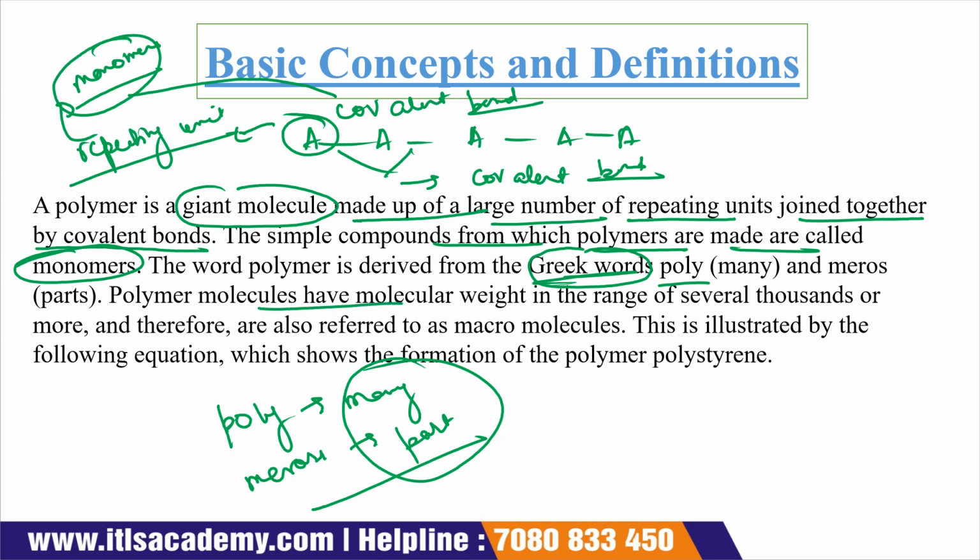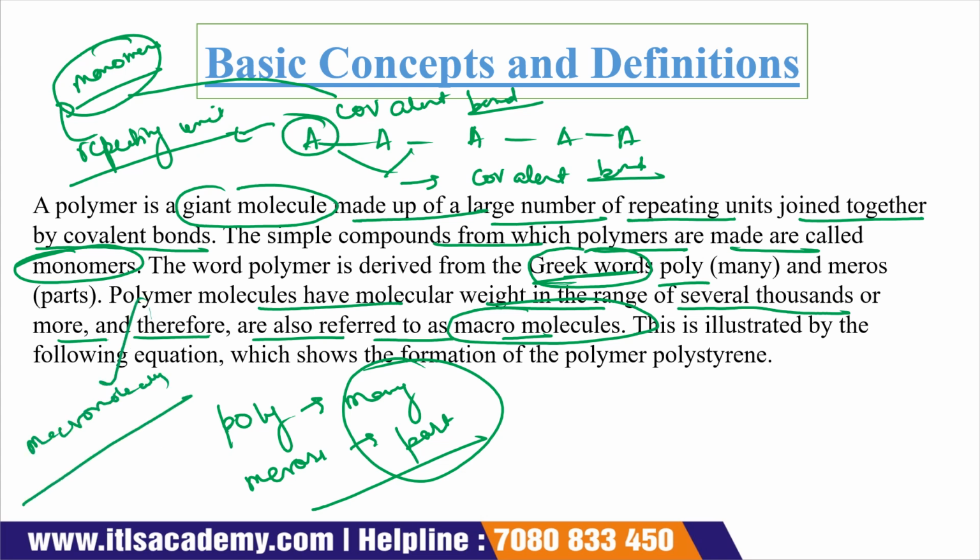Polymer molecules have a molecular weight in the range of several thousands or more, and therefore are also referred to as macromolecules. We all know that polymers are referred to as macromolecules because their molecular weight is in the range of several thousands or more, meaning a larger molecular weight.